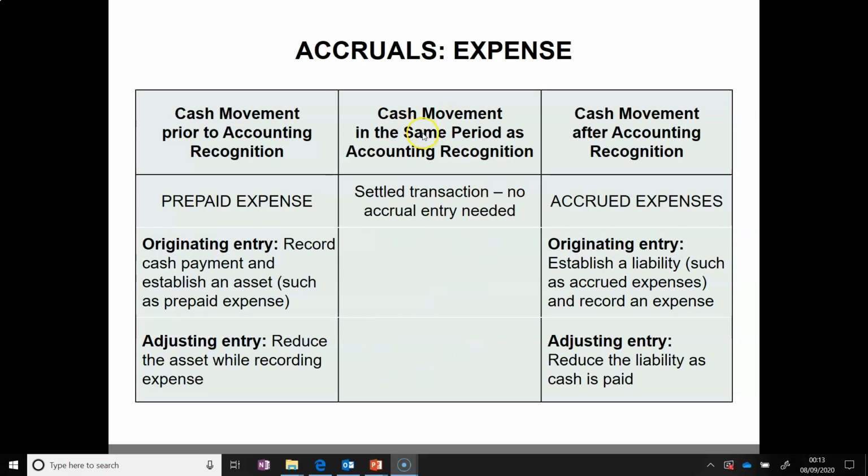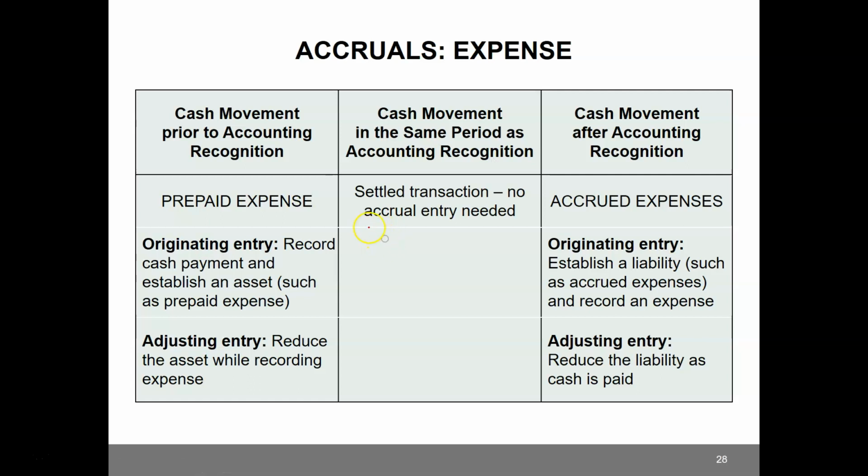If the cash movement and the accounting recognition occur at the same time, in that case again there will be a single entry where the expense will be recorded as debit and cash will be recorded as credit. In this case, there is no need to create a prepaid expense asset account.